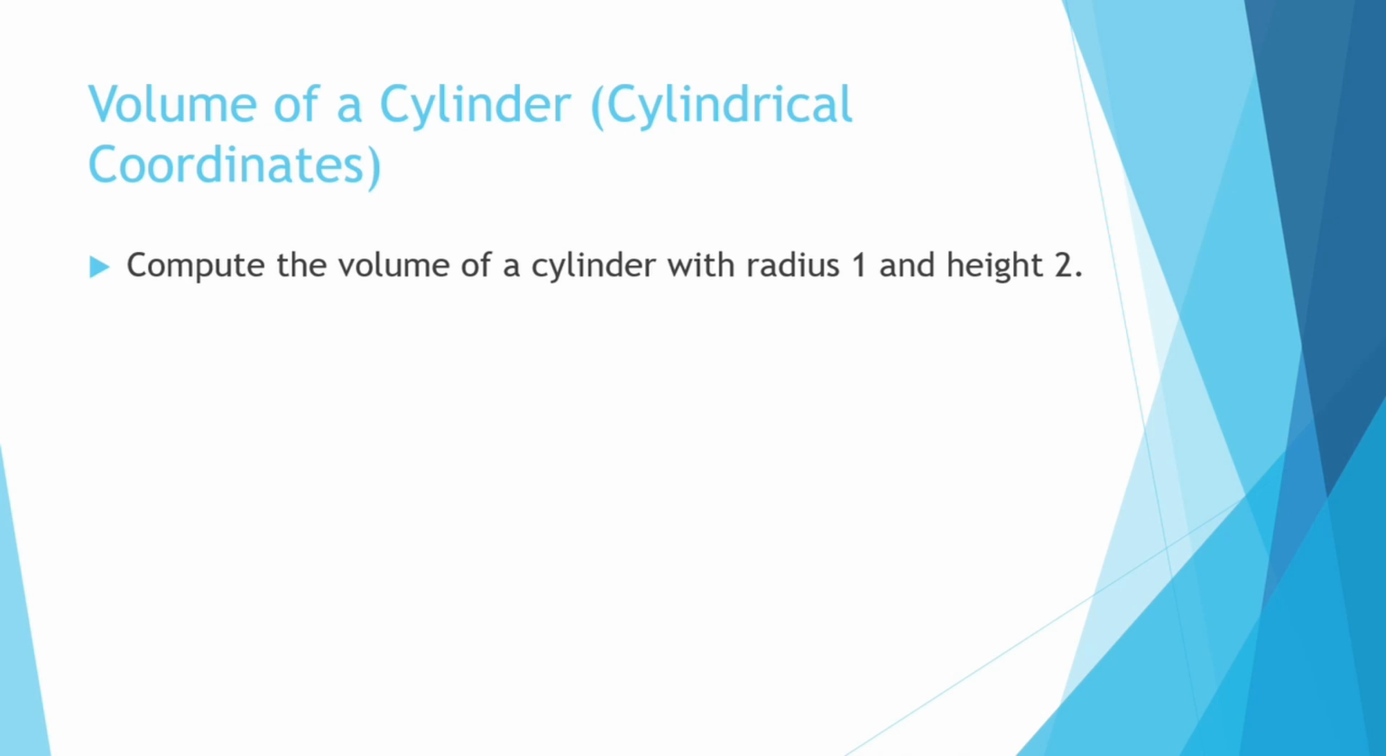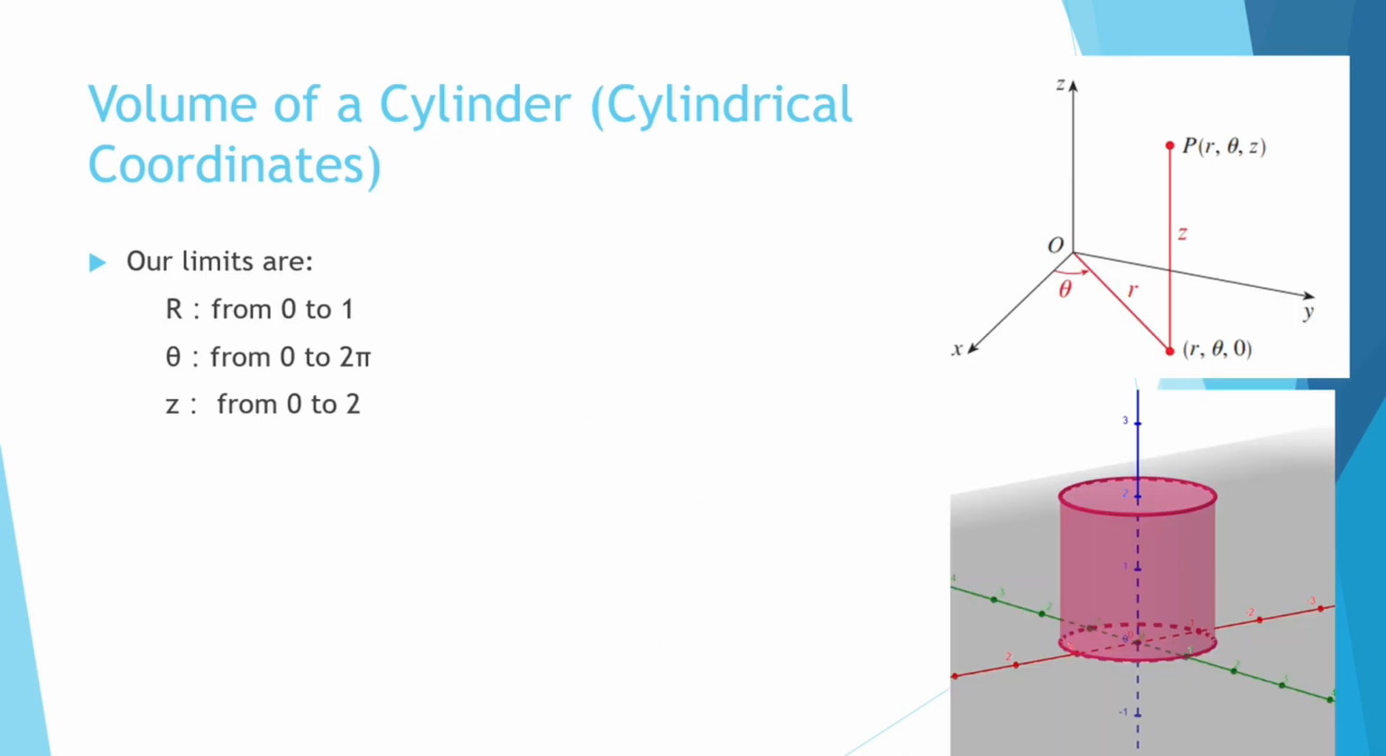The next example is the volume of a cylinder. The problem is we want to compute the volume of a cylinder with radius 1 and height 2. In cylindrical coordinates, we describe points using r, which is radius, theta, which is angle, and z, which is height. The volume element here is r times dr, d theta, and dz. The limits are r goes from 0 to 1, theta goes from 0 to 2 pi, and z goes from 0 to 2. Then we do the integral.